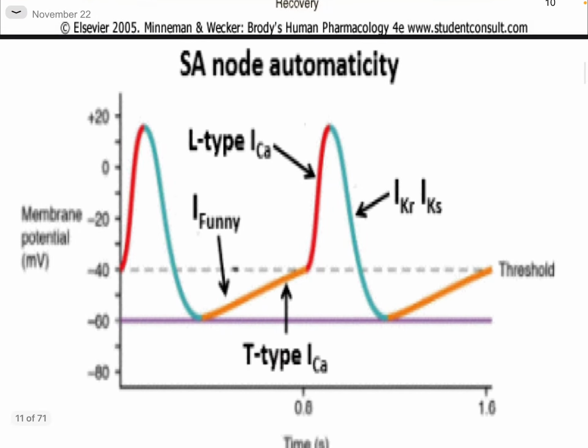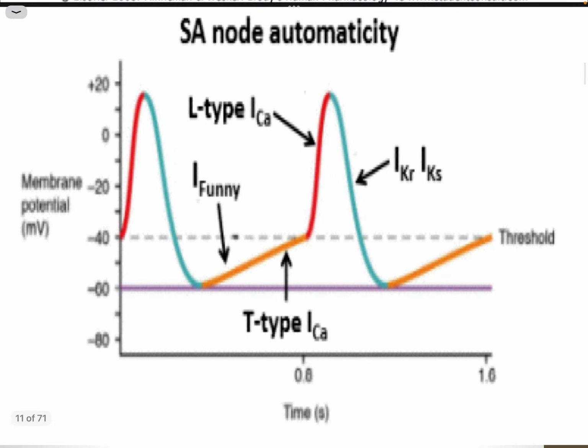So this slide is just to re-emphasize which kinds of channels are involved in each phase of the SA node automaticity. We said in phase 4, it's mainly the funny channels. In phase 0, it is the calcium channel, and in the repolarization, it's mainly the potassium channel.